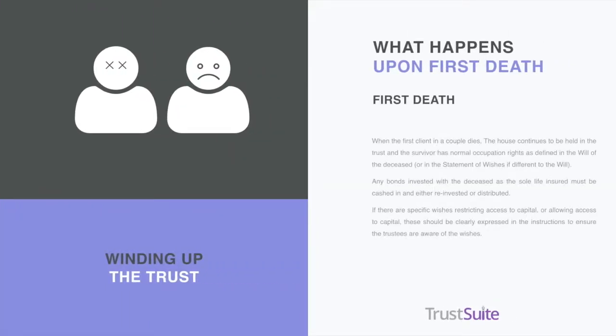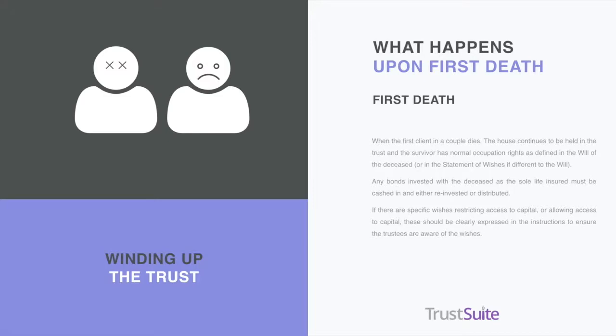So winding up the trust, what happens on first death? Well, on first death, when the first client in a couple dies, the house continues to be held in the trust and the survivor has normal occupation rights as defined in the will of the deceased or in a statement of wishes if that's different.